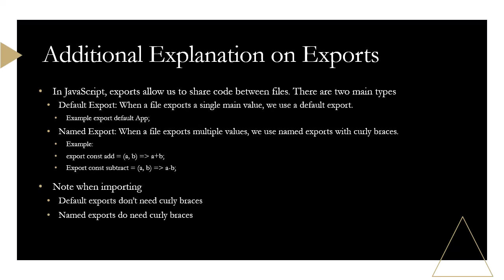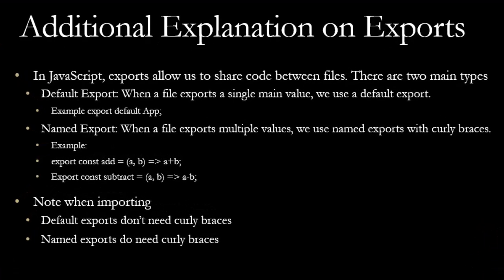I think it wouldn't hurt going over some additional explanation on exports. So in JavaScript, not just React, in JavaScript, exports allow us to share code between files. There are two main types, default and named exports. When a file exports a single main value, we use a default export, like we just saw with export default app. The exported value can be anything. It can be a function, an object, a constant, whatever you choose.